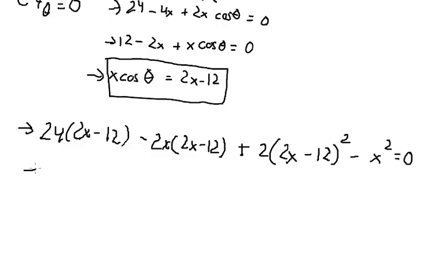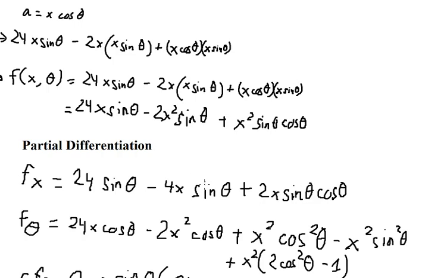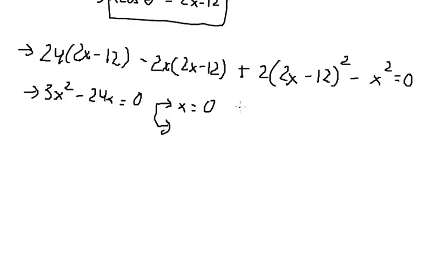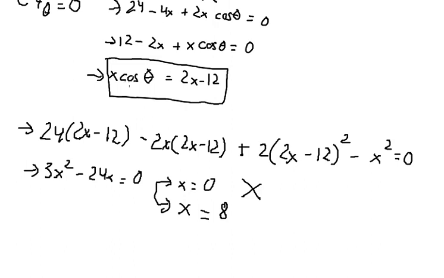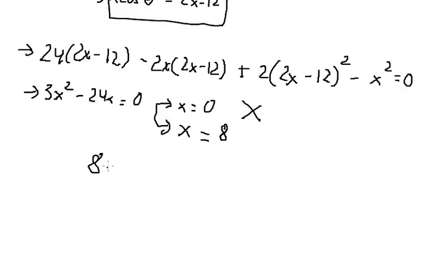So if we simplify this one, we have 3S squared minus 24S. And now we find the solution for S. S equals 0. If we put 0 here, we still get 0. So we need to recheck. And the last one, we have S equals 8. Now if we have S equal to 8, we can find the value of cosine theta here. So we put 8 here and 8 here.